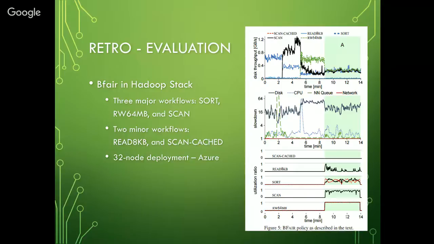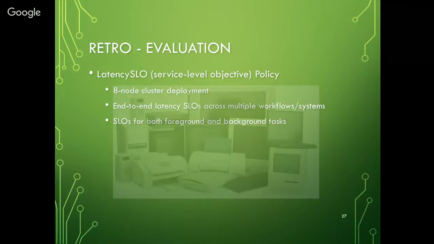Now the latency service level objective policy. This evaluation consisted of an eight node cluster deployment. It's an end-to-end latency evaluation: the end-to-end latency SLOs across multiple workflows and systems, and the SLOs for both foreground and background tasks are evaluated here. In this experiment, service level objectives are simultaneously enforced in HBase and HDFS for 3 high priority workflows with intermittently aggressive background workflows.